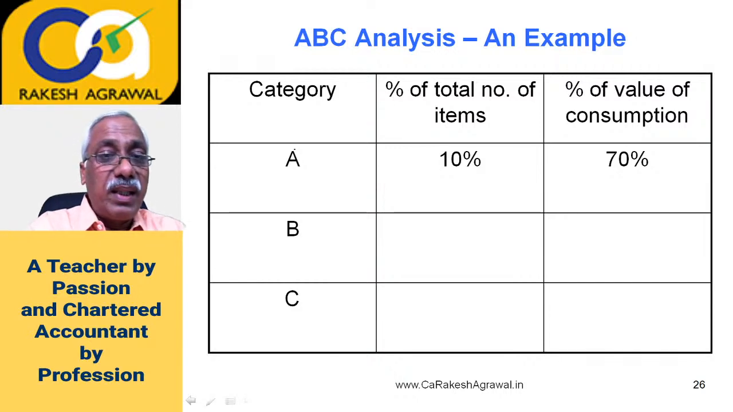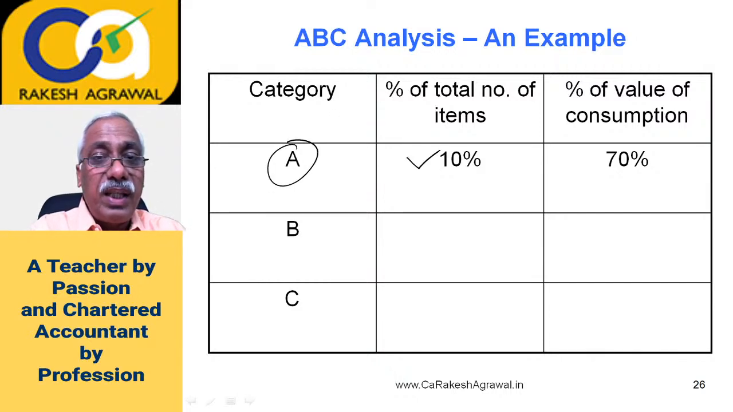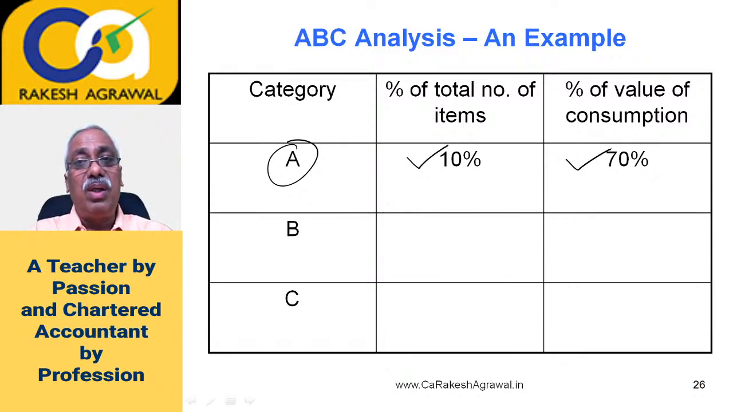Now why do we pay highest attention to this? Because just by paying attention to 10% items, you can keep 70% cost in your control. Please remember, in the cost sheet we had written raw material consumed. That is the total consumption of raw material, out of which 70% cost is in your control. Right? 70% of the consumption is in control by paying attention to 10% items. Therefore, highest attention is paid to category A items.